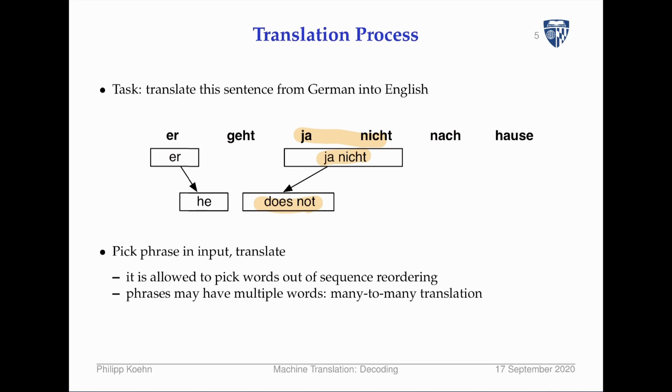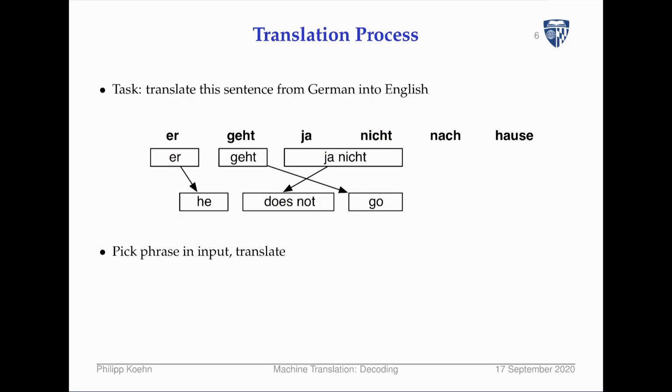Something really interesting to observe here is that what happens is actually reordering. We produced the English sentence in sequence, but we didn't process the German sentence in sequence. So we jumped around on the German sentence, and that created a reordering operation. So this is how reordering happens in a translation process. Reordering basically means not picking source words in sequence, but jumping around in the sentence.